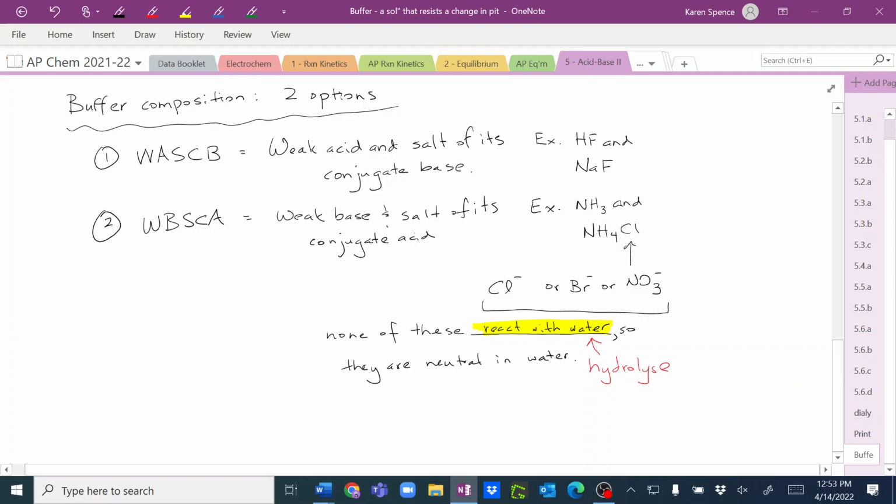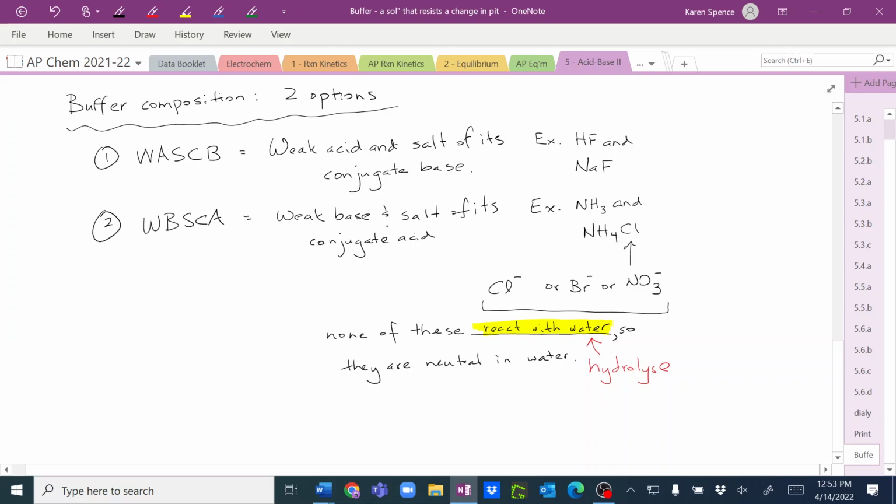Okay? So those are the compositions of a buffer, and for the regular exam, that's pretty much all you need to know. Okay? So you need to know that buffers keep the pH relatively constant, and you need to know that you can make them from a weak acid and the salt of its conjugate base, or from a weak base and the salt of its conjugate acid.